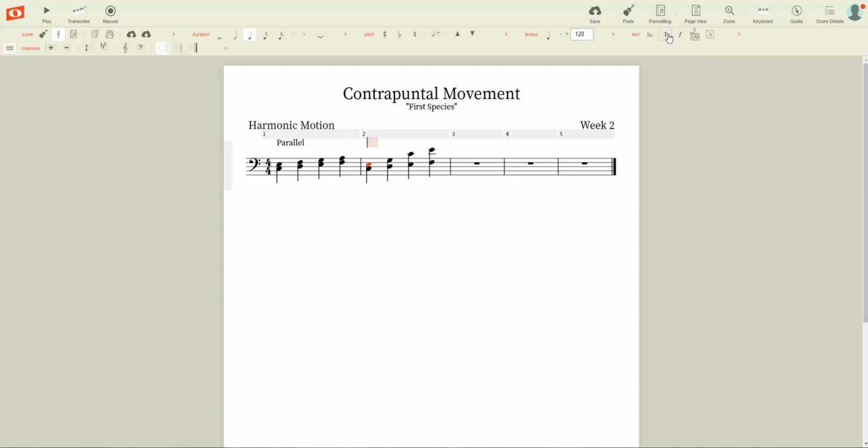So we're going to call this similar motion, because they're moving in the same direction but at different rates. So you see how in parallel motion, everything's moving at the same rate. We have all the same types of intervals. And then in similar motion, we're moving in the same direction but not at the same rate. The top notes are all leaping and the bottom notes are all stepping.